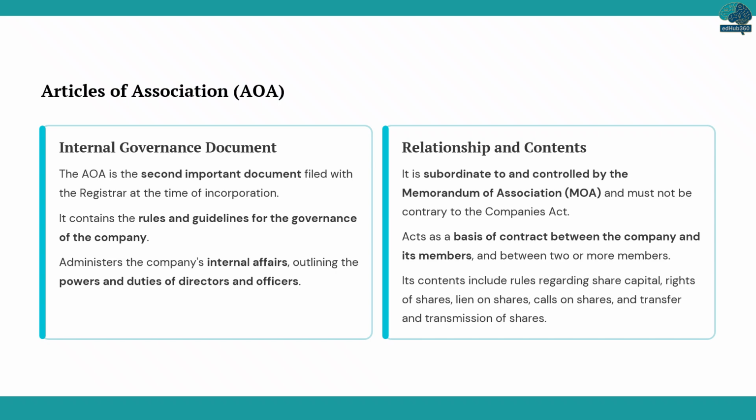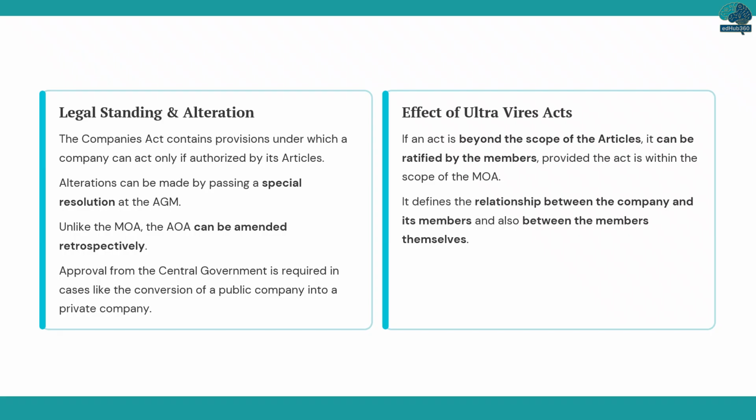Its contents cover a wide range of internal rules, such as those concerning share capital, the rights attached to shares, calls on shares, and the transfer and transmission of shares. The Companies Act contains specific provisions where a company can only act if authorized by its articles. Alterations to the AOA can be made by passing a special resolution at the AGM. Unlike the MOA, the AOA can be amended retrospectively. Central government approval is sometimes needed, especially for converting a public company into a private one.